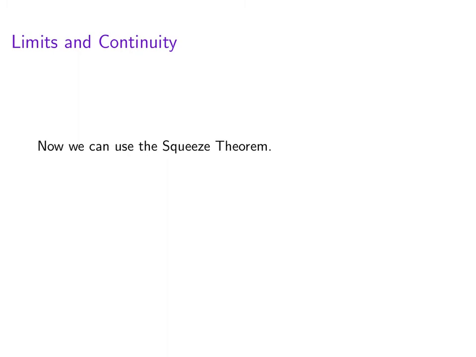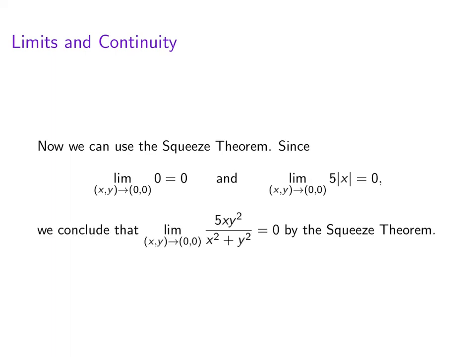We're now in a position where we can use the squeeze theorem. We know that the limit of 0 is just 0, and we also know that the limit of 5 times the absolute value of x is 0. So the thing that we're interested in is squeezed in between. And since these two limits ended up being the same, 0 here and 0 here, the squeeze theorem can tell us that the limit of the expression that we're interested in also has a limit of 0. So we're not approaching along paths, we're squeezing in between to get to the limit.